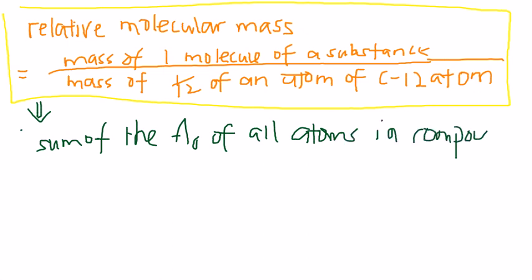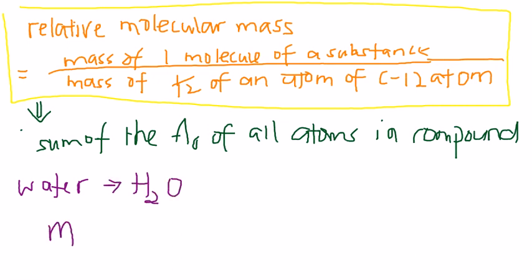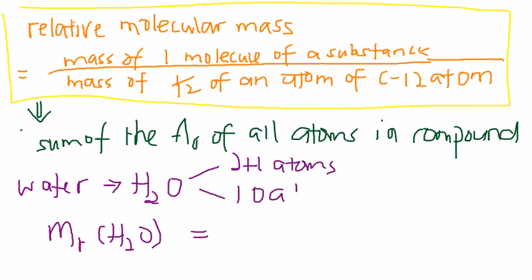So, let's take a very simple example, and that would be water molecule. The formula for water is H2O, as we all know. So if you were to find the MR of water, what you need to do is simply add up the AR of all the atoms in the compound. And we know that in H2O, we have 2 hydrogen atoms and 1 oxygen atom.